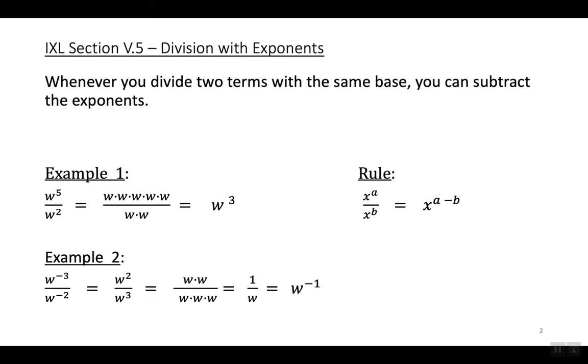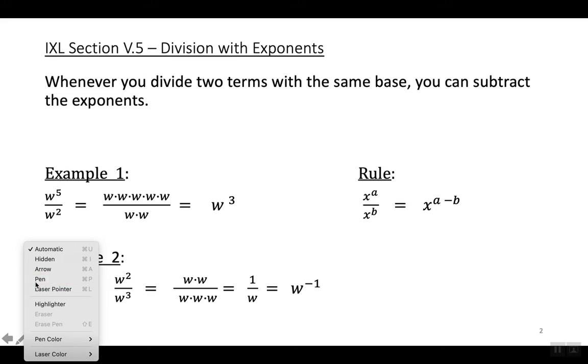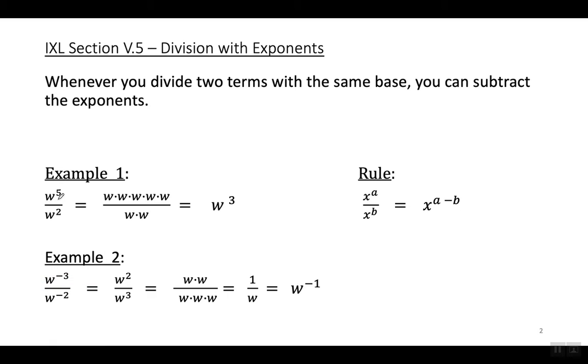All right? So when it's multiplication, you add the exponents. When it's division, you subtract the exponents. So let's look at a few examples that I got here. All right, so here's our first example where we're dividing w to the fifth power by w to the second power. Both have the same base.